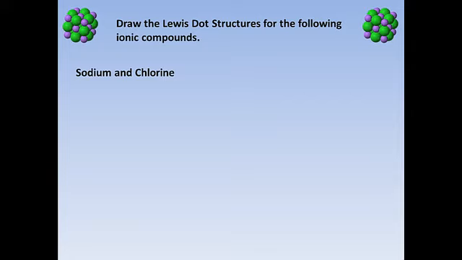The first step in drawing the Lewis dot structures is to determine which elements are present in the compound and write their symbols. Sodium is Na and chlorine is Cl. Next, determine the number of valence electrons and place the correct number of dots around the symbol. Sodium is in group 1, so it has 1 valence electron. Chlorine is in group 17, so it has 7 valence electrons.